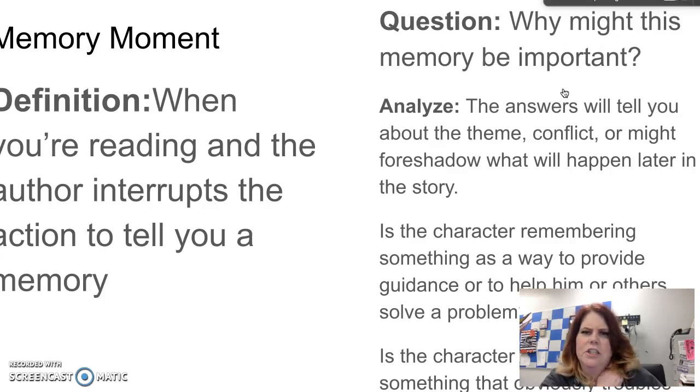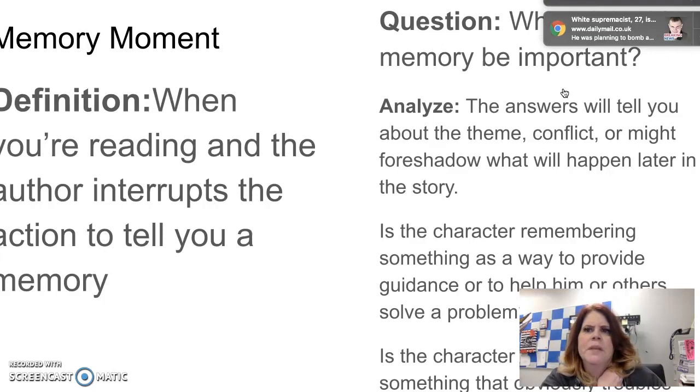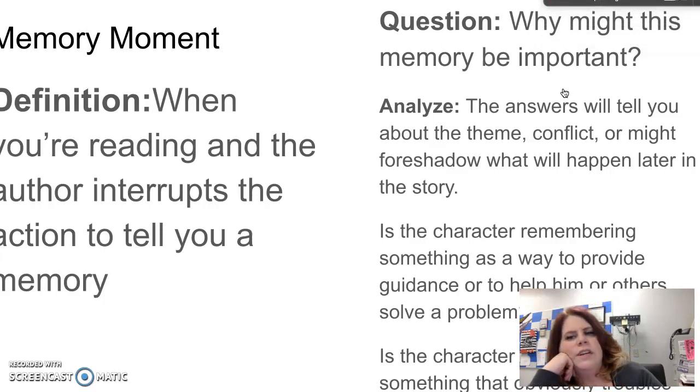Why is the character going through this memory? Why is this memory important? With your analysis, the answers to this will tell you about the theme, conflict, or might foreshadow. Also, the character might be remembering this because it might tell them something important, and they also might be remembering it because it's something else that's troubling them. So that's the last type of signpost.